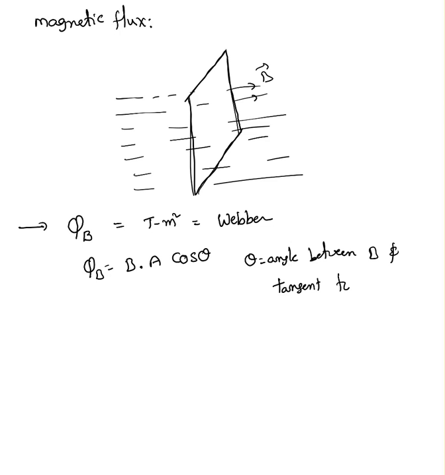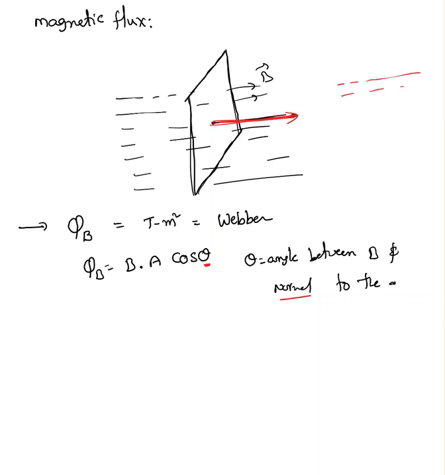My apology, we call that the normal to the area. So normal to the area is in this direction. Here is the normal to the area. Now what is the angle between B and the normal to the area? In this case it is 0, so we'll see the maximum magnetic flux.